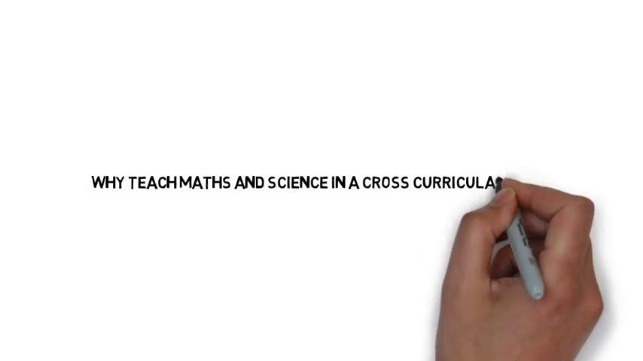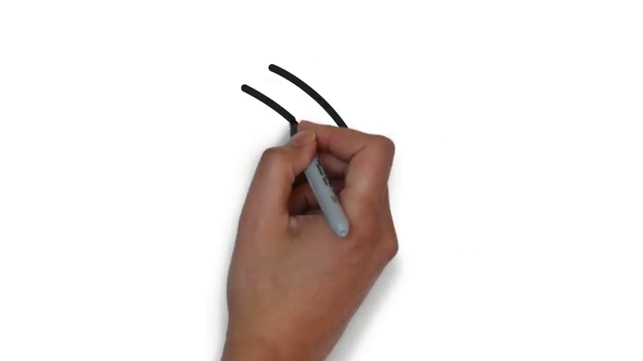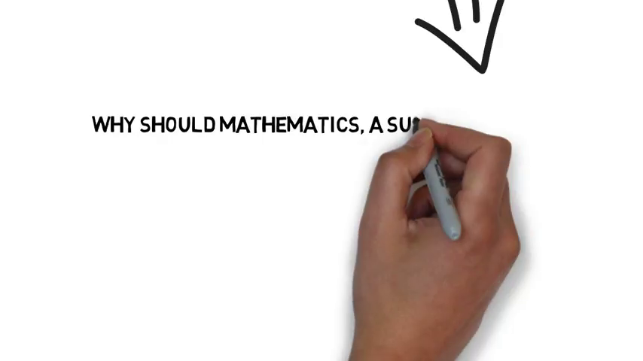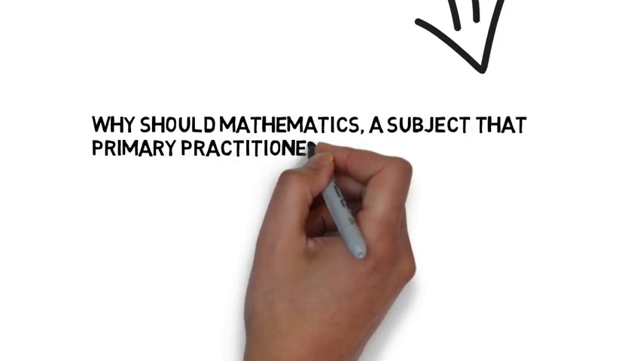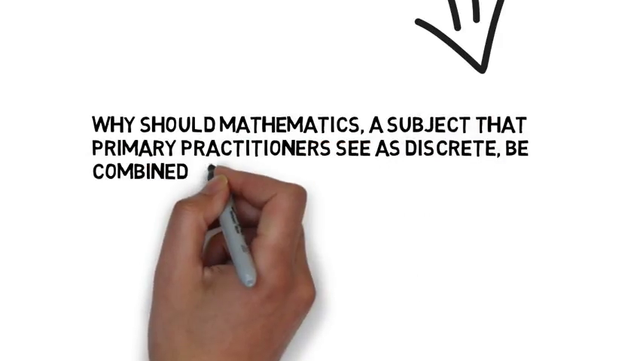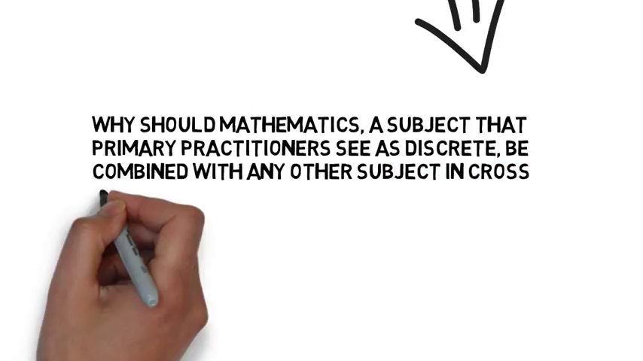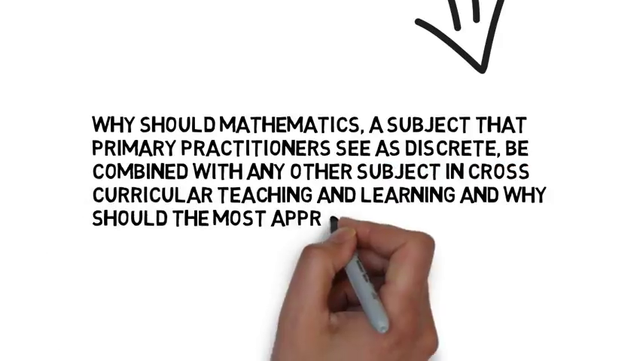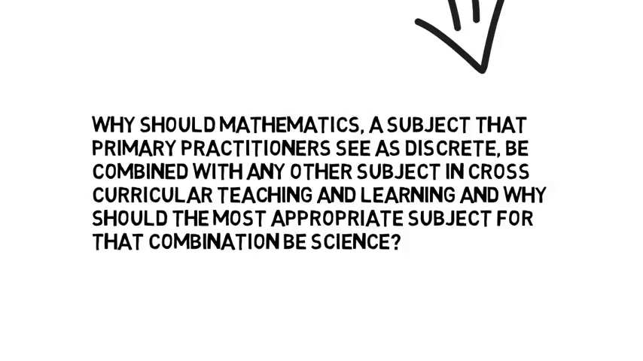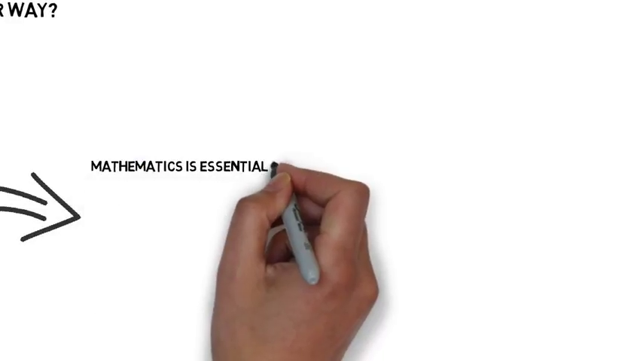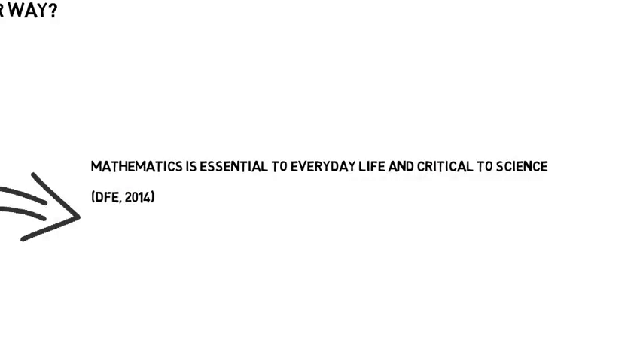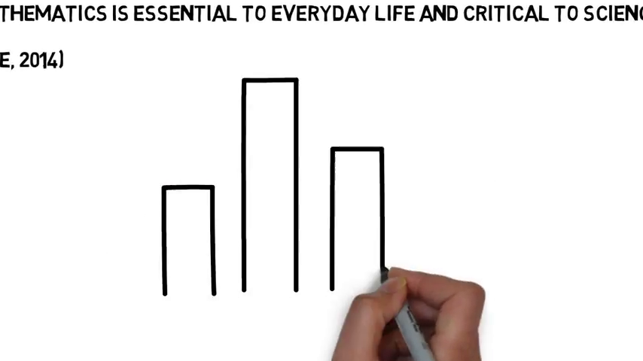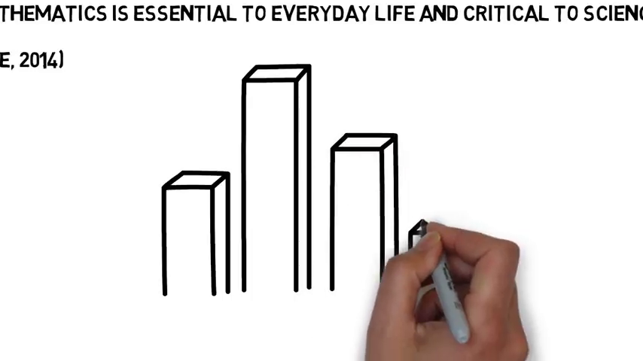Next, the presentation is going to look at the links between mathematics and science. A question that needs to be considered is why should mathematics, a subject that primary practitioners see as discrete, be combined with any other subject, one being science? The Department for Education states that mathematics is essential to everyday life and critical to science, and that children should apply their mathematical knowledge to their understanding of science. This included collecting and presenting data, for example, in a bar chart.